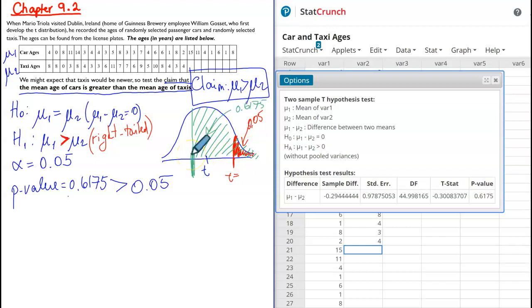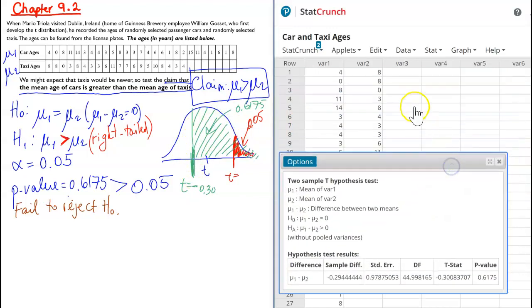Let's write down the t-statistic as well. T-statistic is negative 0.30. Because p-value is greater than significance level, we fail to reject null hypothesis. Let's also find the critical value and compare it with the t-value. We can already clearly see that the t-statistic is definitely in non-critical region, but just in case, let's use the StatCrunch to find critical value.